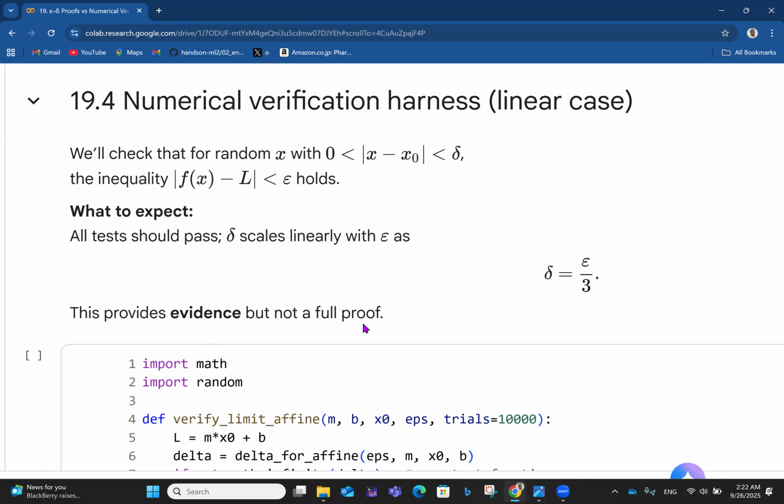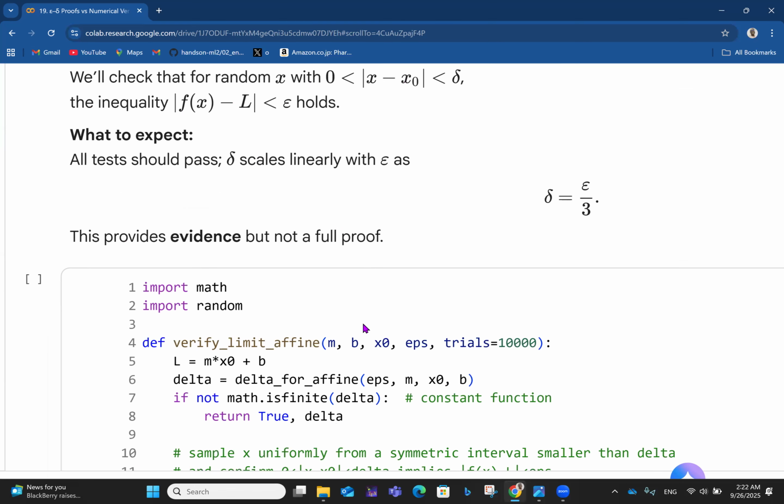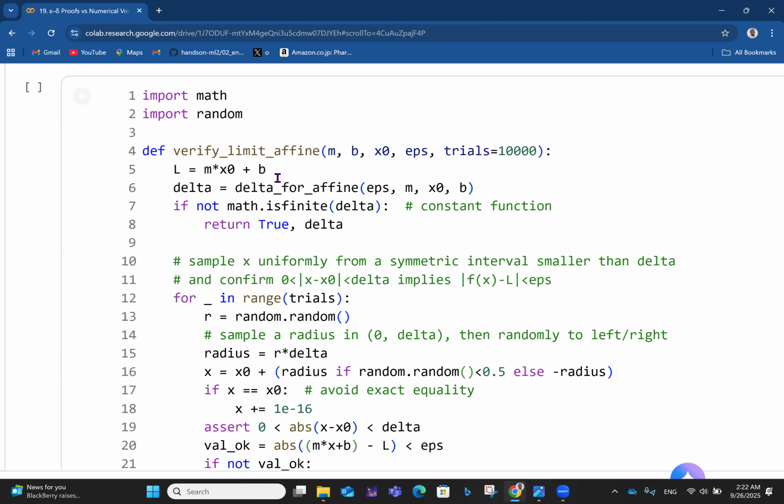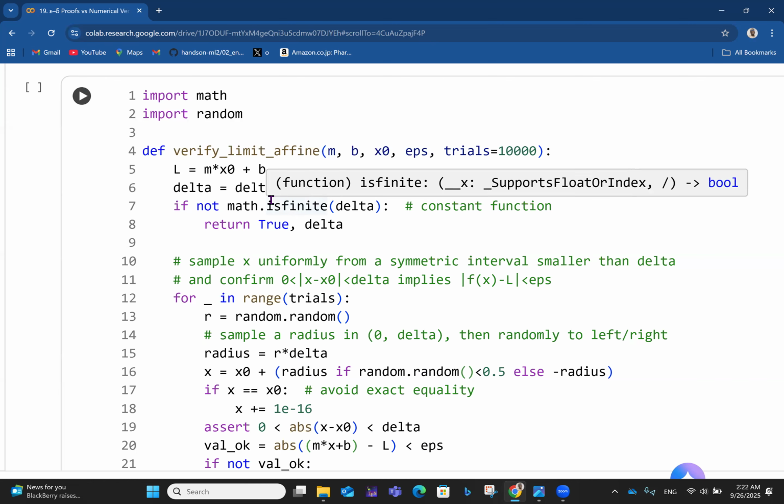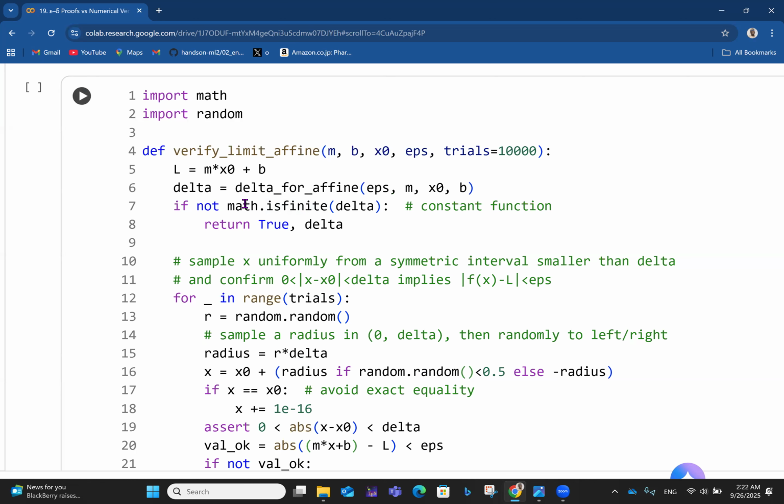So this provides evidence but not a full proof, right? And that takes us to the code. We need math and random, which are libraries that are embedded in Python, so we don't need to install them. They are inbuilt libraries. Then we define the function verify_limit_affine. We take m, b, x naught, epsilon, and we do 10,000 trials.